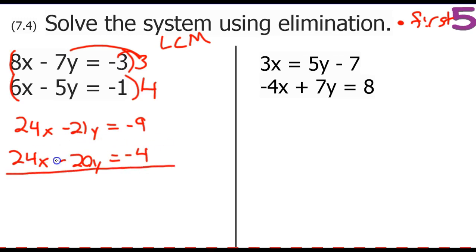Now we need to add or subtract to get rid of our 24x's. They're both positive, so I'm going to subtract. 24 minus 24 eliminates. Negative 21 minus a negative 20: both of those become positive, so it's negative 21 plus 20, which becomes a negative 1y. Negative 9 minus a negative 4: both of those become positive, so it's negative 9 plus 4, which gives us a negative 5. Then we divide by negative 1, and y equals 5.